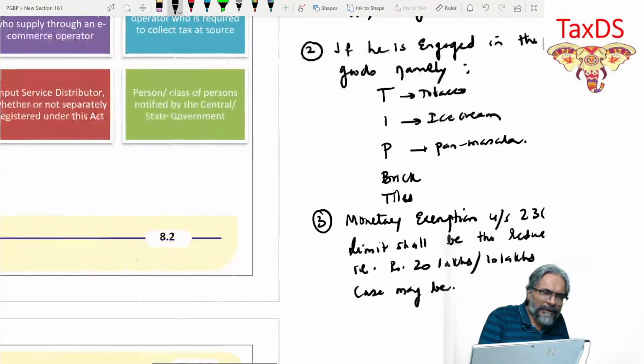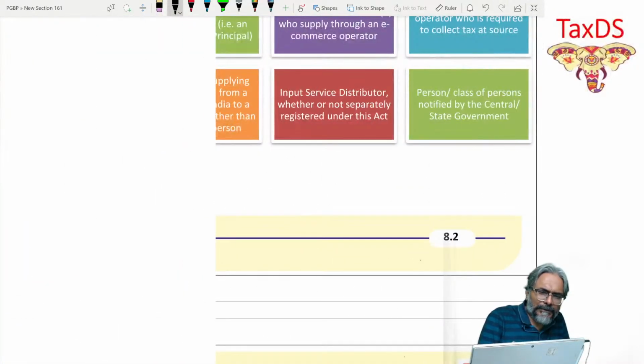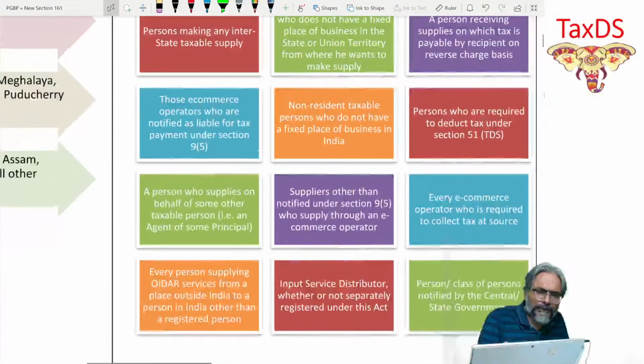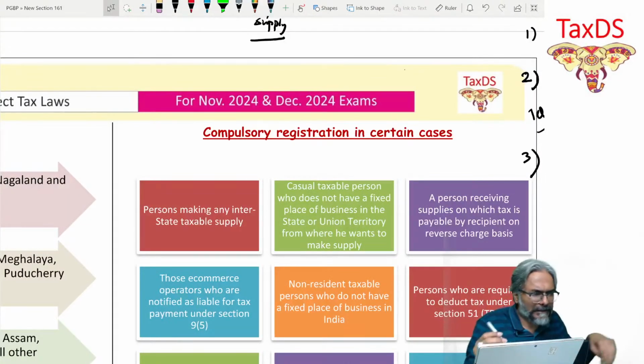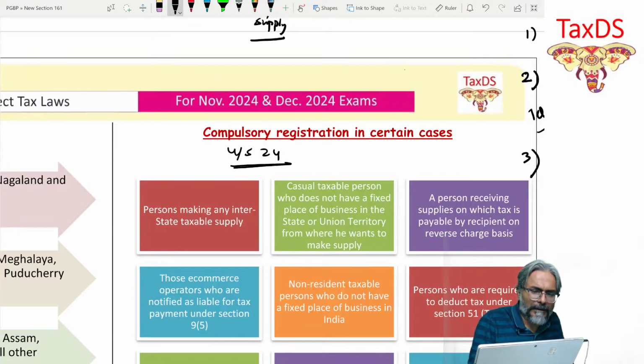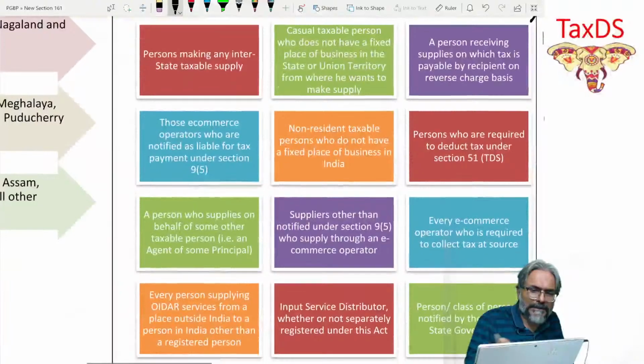Once you're through with this one, now comes the next part of your story, and this is about the compulsory registration, students. Can you see that? And this compulsory registration is under section 24.